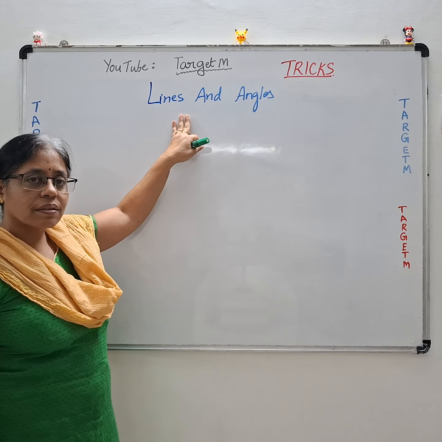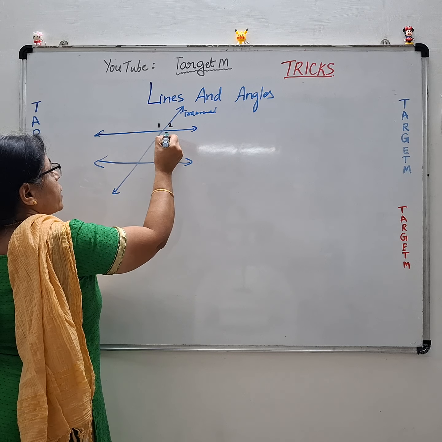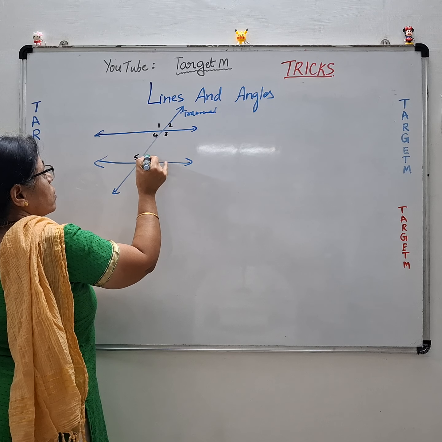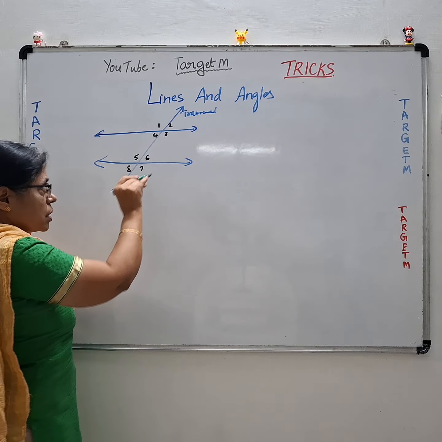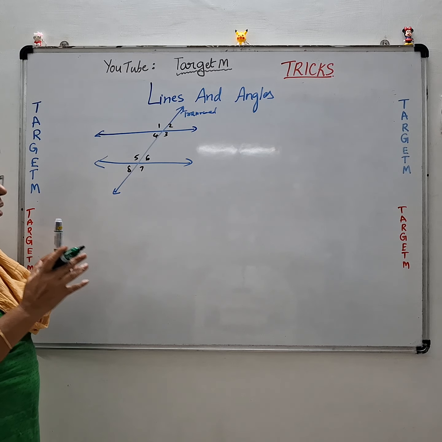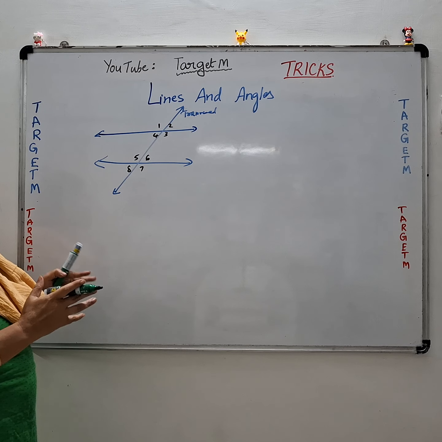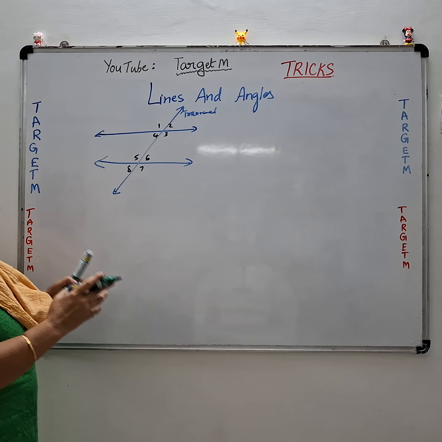Let us take two parallel lines, and the line which cuts the two parallel lines is called a transversal. Now once this transversal cuts these two lines, in total how many angles are formed? 8 angles: 1, 2, 3, 4, 5, 6, 7, 8. In these 8 angles, let us learn what the characteristics are, how things work.